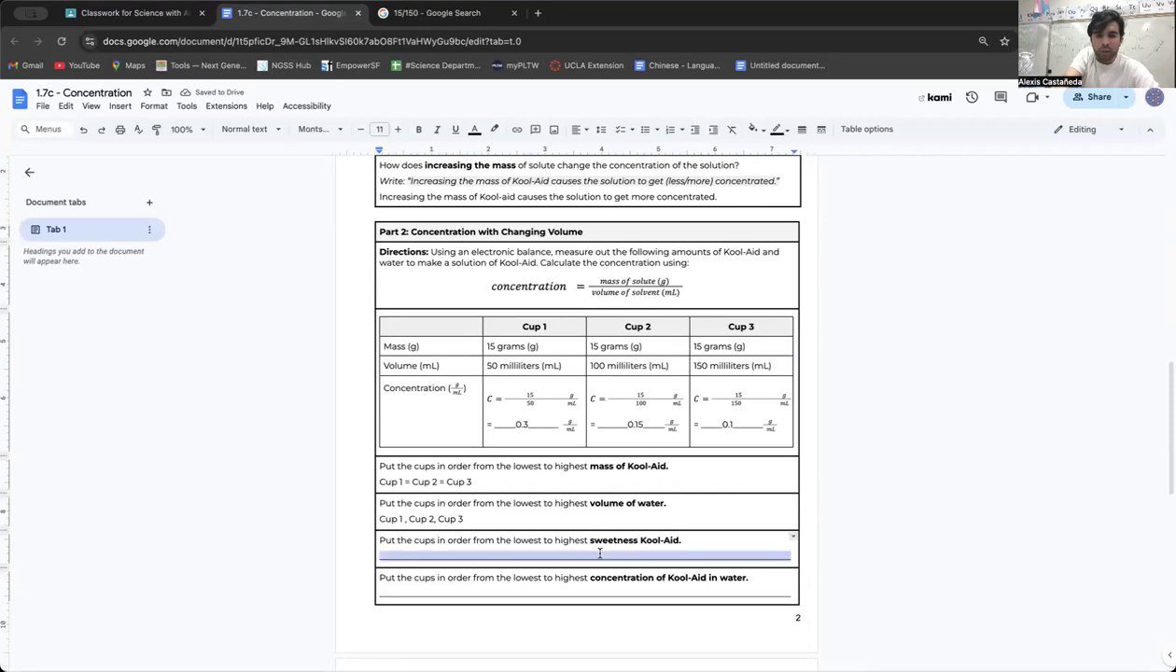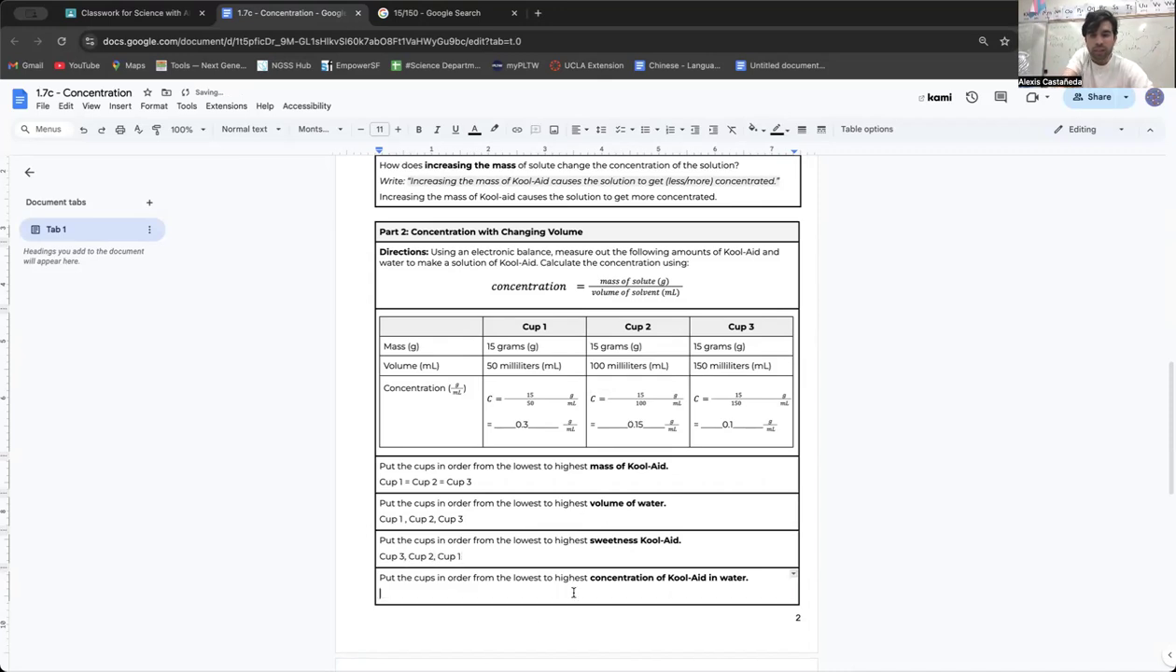How about their sweetness? Which of these is the sweetest? The sweetest one is going to be the one that has the most concentrated solution. So when I tried the 3 cups, for me, the first cup tasted the most sweet. So cup 1 is the most sweet. Cup 3 was the least sweet. So if I want to put them from lowest to highest, cup 3 is the least sweet, then cup 2, and then cup 1.